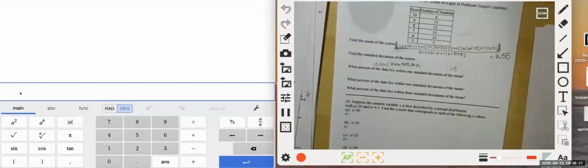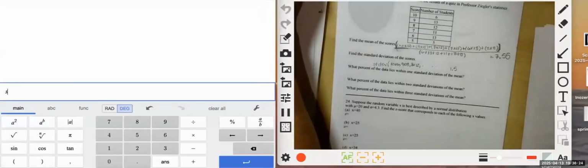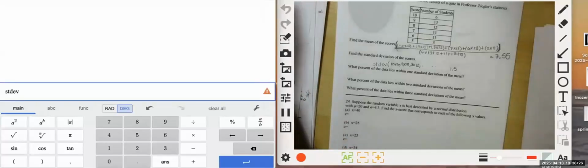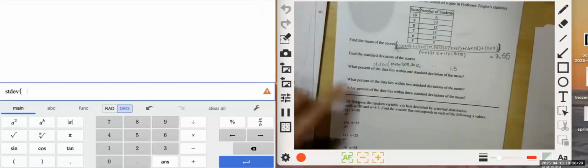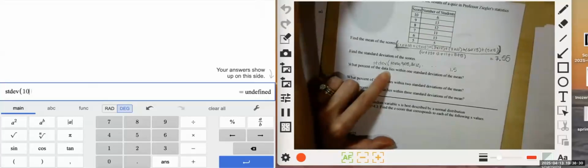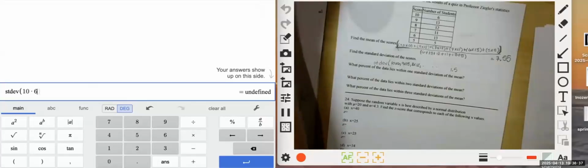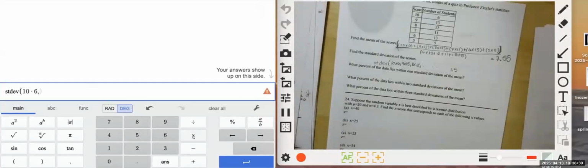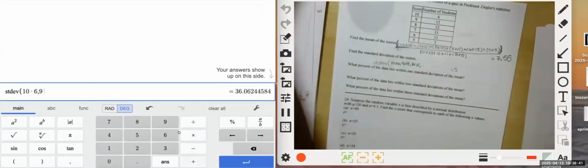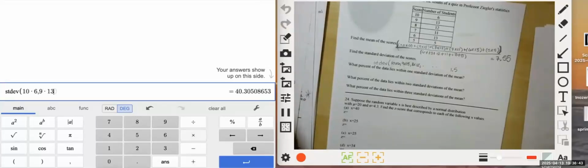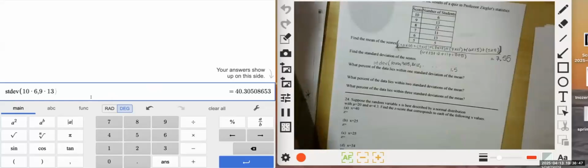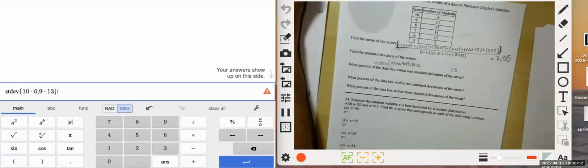All right, so we're typing in STDEV, parenthesis, 10. Oh, and you have to do the times symbol on here. You can't do the X on your calculator or on your keyboard. So 10 times 6, 9 times 13. Now you see it's giving me an answer right here. But then when I type in my comma, now it's not giving me an answer because I need to type in the next thing.